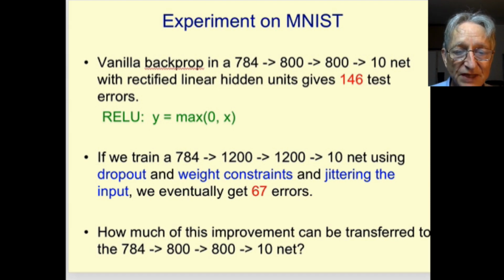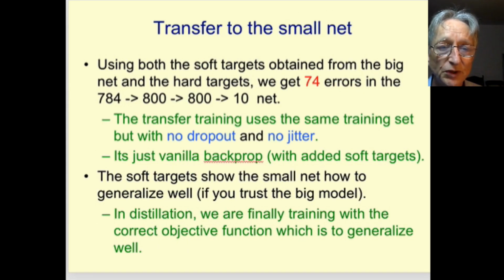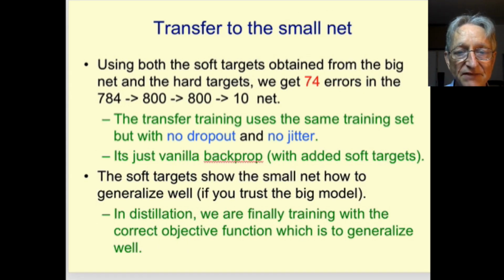Now what happens if I take the softened output of that big net and train the small net in exactly the way I trained it before? When I'm training the small net, I don't use dropout or weight constraints or jittering. I just use the softened output of the big net to train it. So the claim is it's now got richer data because it's getting to see similarities between things in the desired outputs. And indeed it works. When I train the small net with these soft targets, it gets 74 errors. It's only slightly worse than the big net. And it gets nearly half the error rate of the little net trained directly on the data.